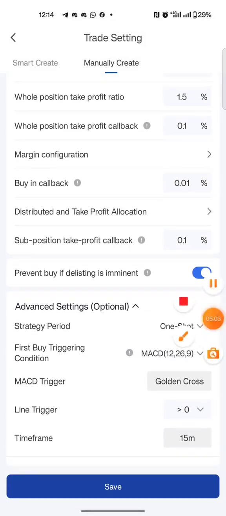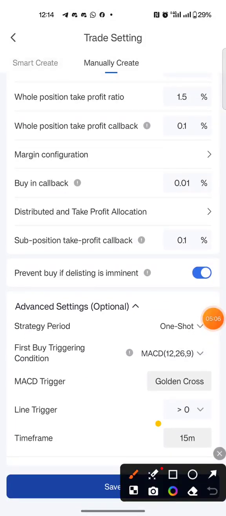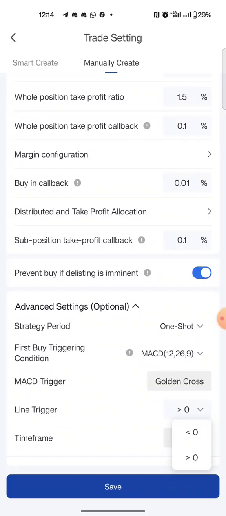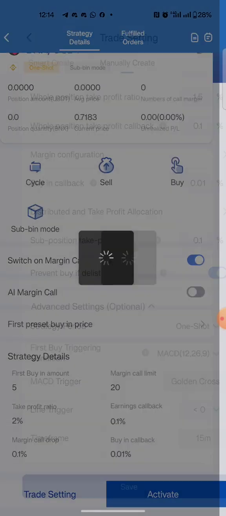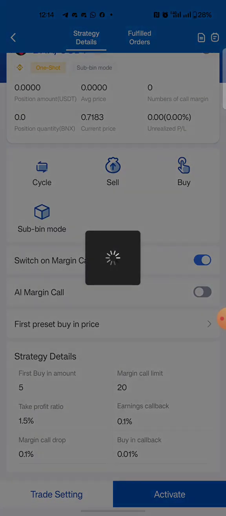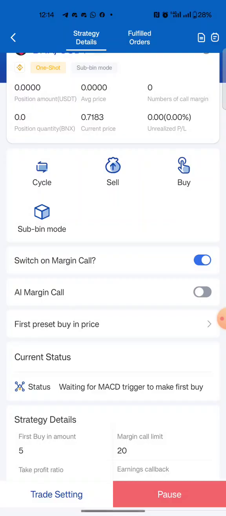Now the biggest question comes in here. Do you want your robot to buy when the golden cross is above 0? Or do you want the robot to buy when the golden cross is below 0? Make the selection, save, and activate the coin. The beauty is that the robot will wait when the MACD triggers, and that's when the robot will buy. As simple as that. You can pick any coin and be able to make perfect entries in the market and make a lot of money.